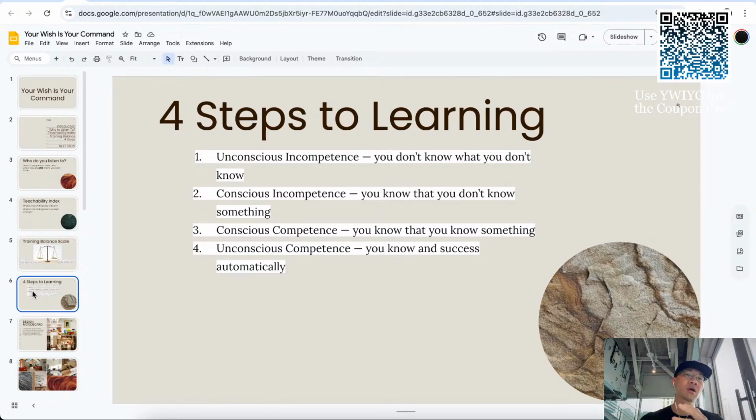You're going to develop something called conscious competence. You know that you know something about riding a bicycle. And before you know it, your training wheels are off. You're no longer riding that tricycle.